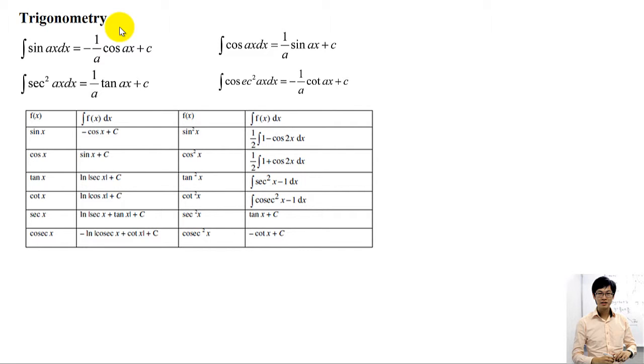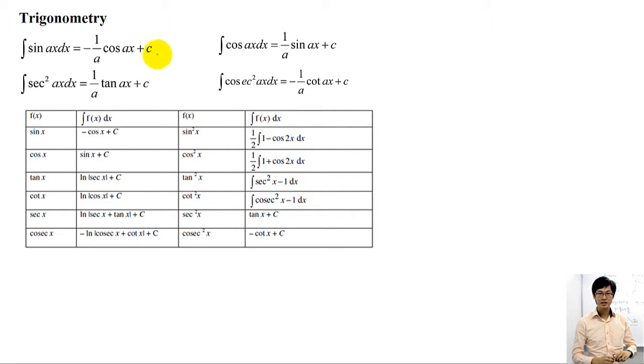Hi everyone. The next technique which I would like to cover is integration of trigo functions. Now I'm sure you are very freaked out by all the formulas over here. There's quite a huge number of them. But do not worry, because most of them you have actually learned in secondary school.